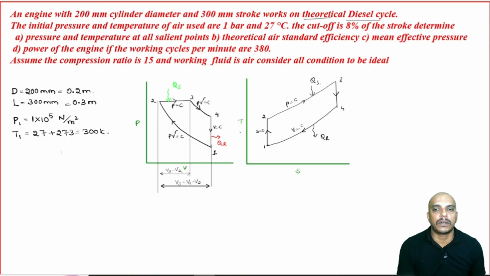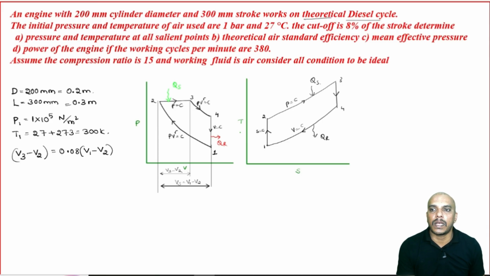Cutoff is 8% of the stroke, that is a very important statement. So, cutoff, V3 minus V2, is 8%, that is 0.08 of the stroke. Stroke will be V1 minus V2. Okay, that is what we have been given.